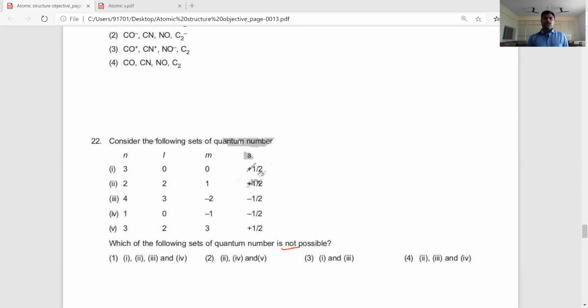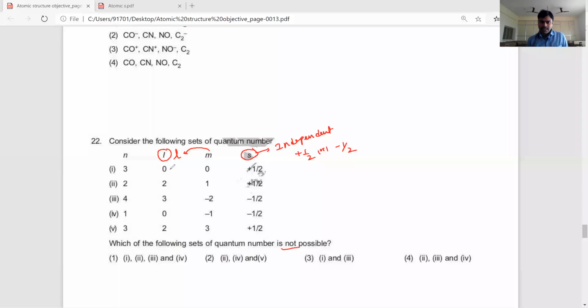We know the n values, and related to n, the possible L values, the azimuthal quantum number. Based on the azimuthal quantum number values, the m values will depend. S is independent. S means the spin quantum number is independent. It is always either plus 1 by 2 or minus 1 by 2, for one electron. That is the spin quantum number value. Okay, let's see the first one.